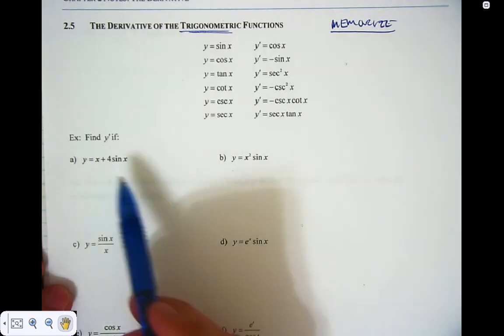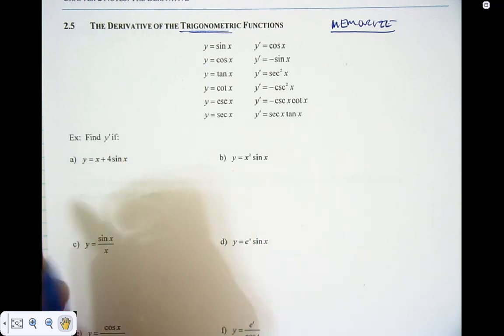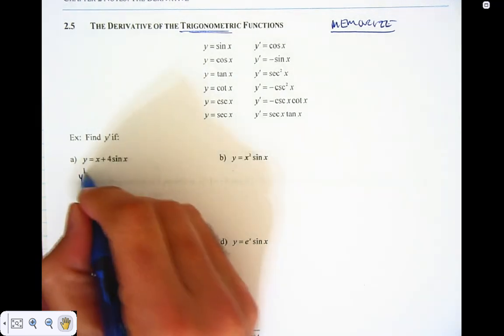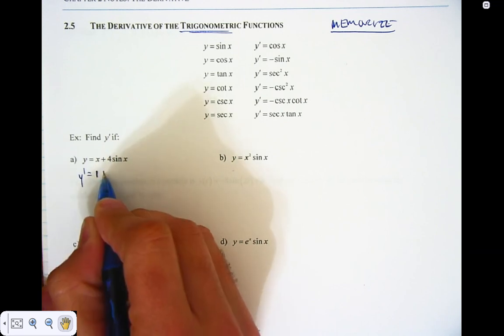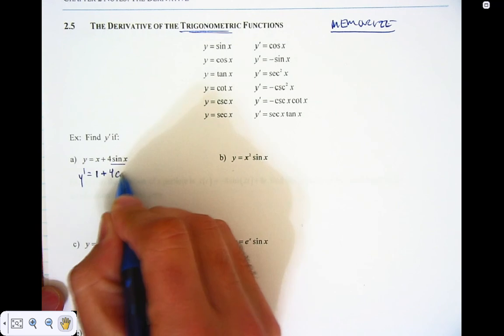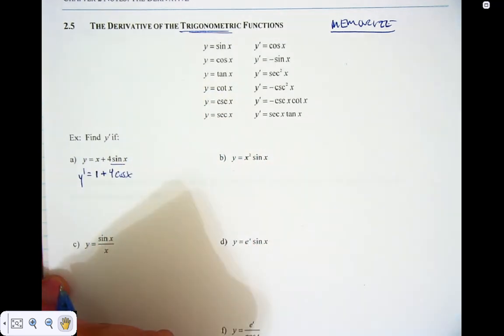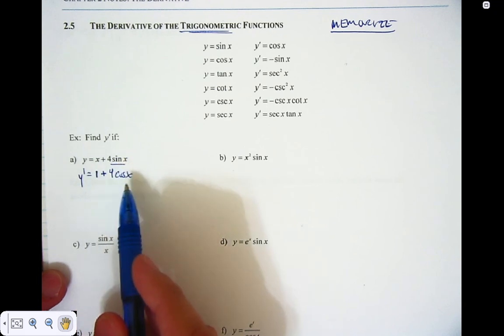All that changes is that we have our rules, but now we have trig functions inside of it. Okay, so we're going to find y prime here. Y prime is the derivative of x, which is just 1, plus, right? There's a 4, so it stays there, and the derivative of sine is cosine. And that's it. Okay, so it's not like it's hard. You just have to memorize that the derivative of sine is cosine.